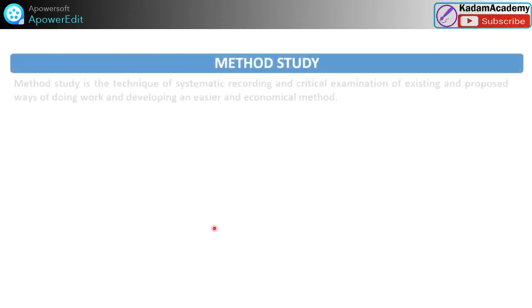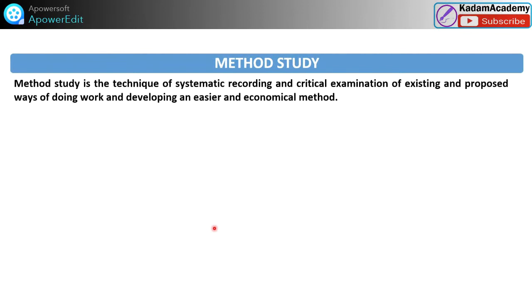Of that working process. Next is method study, nothing but the technique of systematic recording. Already we have studied this definition, but I have to tell you, it is systematic recording and critical examination of existing and proposed ways of doing work and developing an easier and economical method. That method will be easier for the working operator and also cost effective, and it will increase productivity.